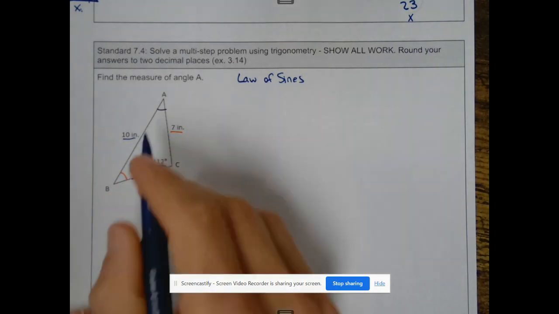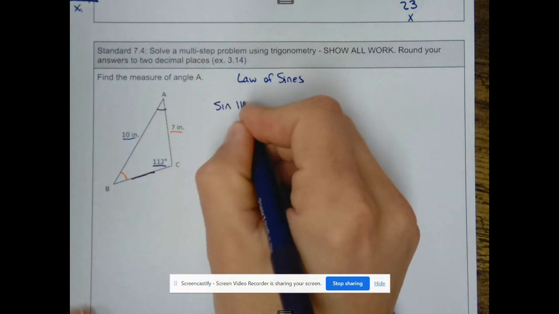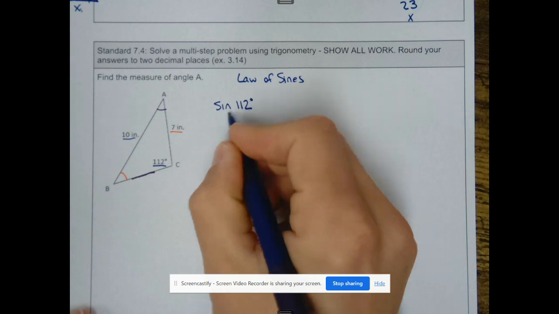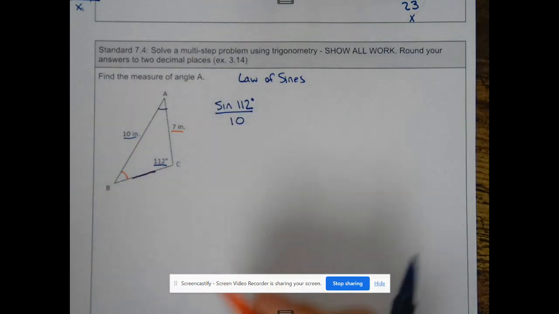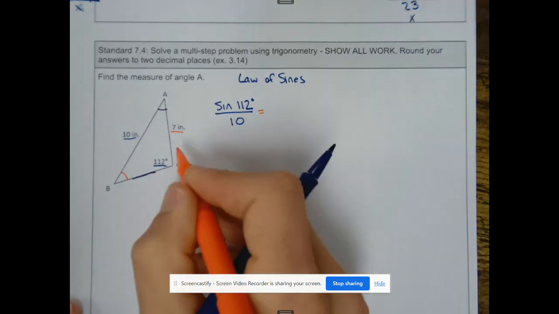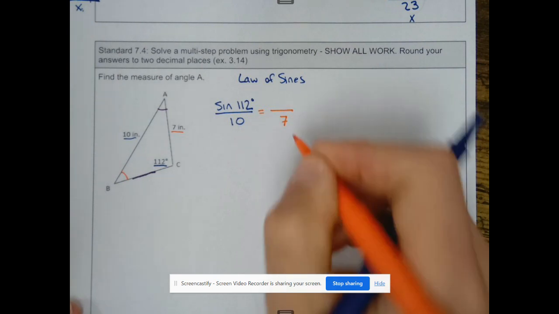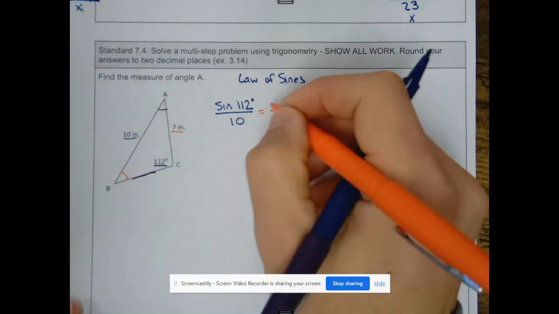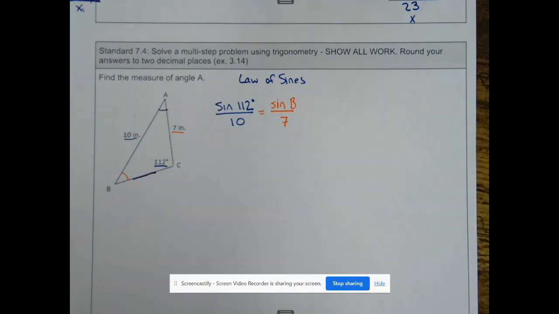I know I'm going to solve for an angle eventually. So let's put our angles on top. Whatever we're solving for, put it on top. So the sine of 112 degrees over 10 equals. Now, what other should I use here? Well, I should just use whatever information I have. I know this side is 7. I don't know what angle B is, so I have to put the sine of angle B. All right, let's solve this. I want to solve it out for angle B.